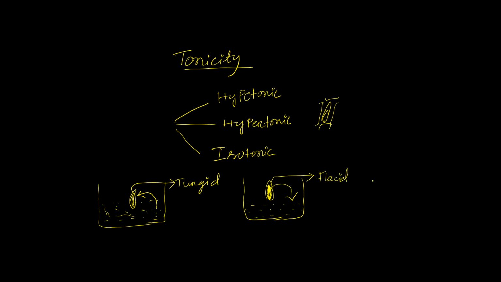The movement will occur from the plant cell to the surrounding, yes or no? Then the cell will become flaccid. Then the isotonic solution: the solvent concentration in these two is the same, so there will be no net movement of water. As much amount goes out, the same amount comes in, so an equilibrium condition is maintained. That is the isotonic solution. Got it? Then from the next video we will discuss turgor pressure. Till then, thank you.